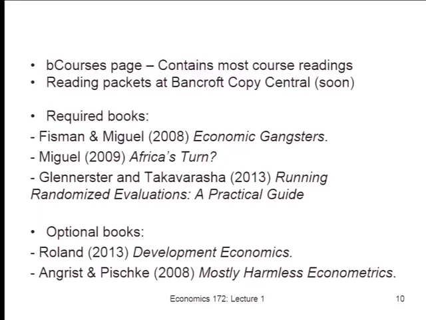In addition to the reading packet, there are a few required books. There are 3 required books. They're all paperbacks, and I think they're all fairly cheap. There's a book of mine with Ray Fisman called Economic Gangsters, which focuses on corruption and violence in economic development, and we'll be drawing on several chapters of that book for several lectures.